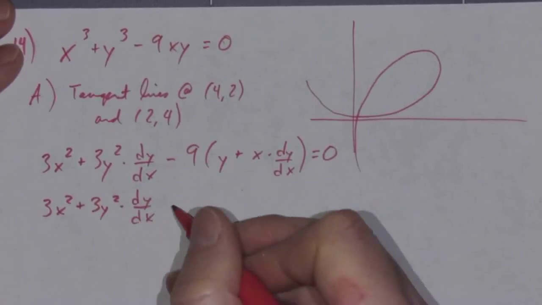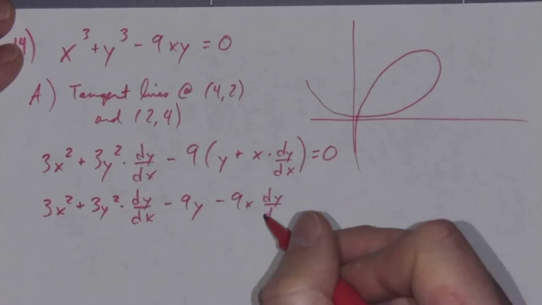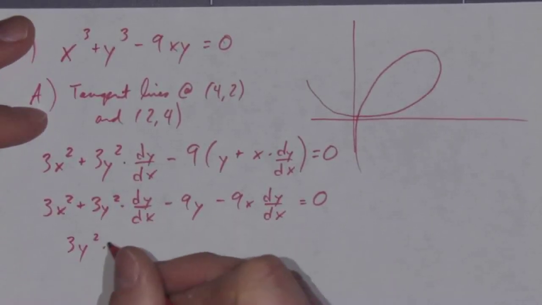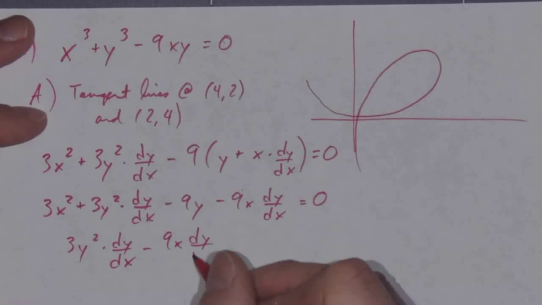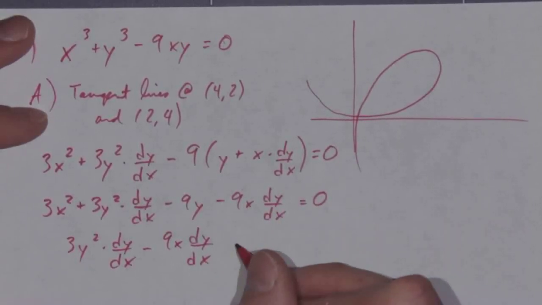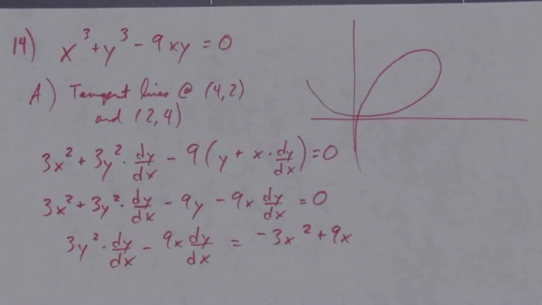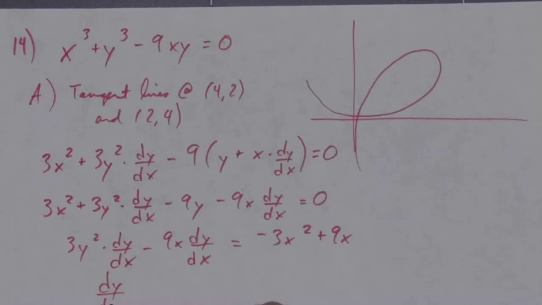Okay, hopefully you got at least this far. All right, and then we're going to keep the dy/dx's on the left. We're going to move everything else to the right. And we're going to use this equation for part B. All right, negative 3x squared and then plus 9x. All right, and then we will factor that out. This guy is going to go in the denominator of the other one.